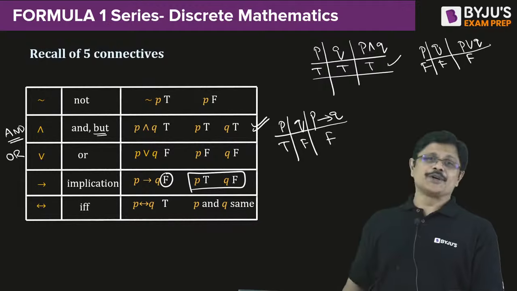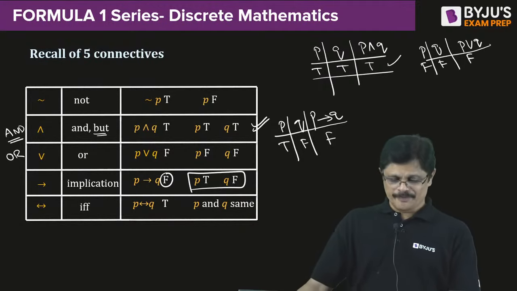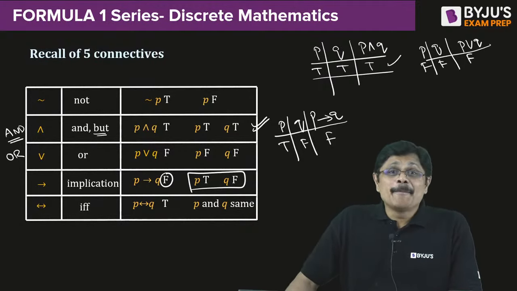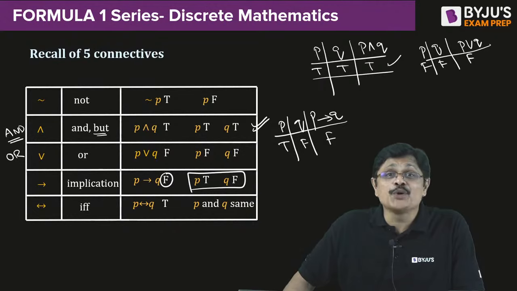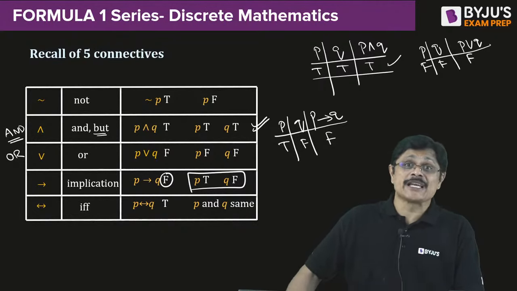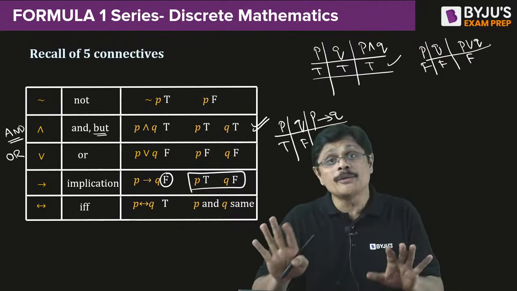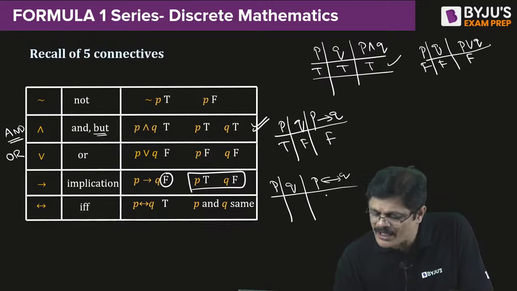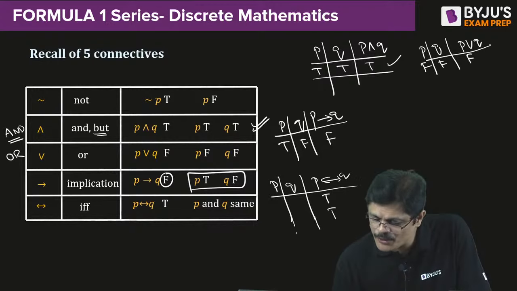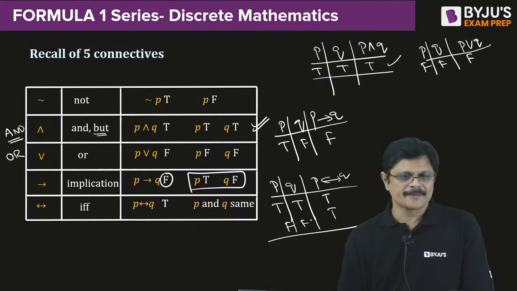P biconditional Q is true when P and Q are having the same truth value. Same truth value means both are true, or both are false, also true. That is, when will the biconditional be true? It is true when both are true or both are false.